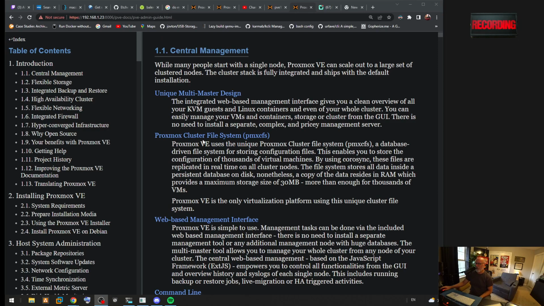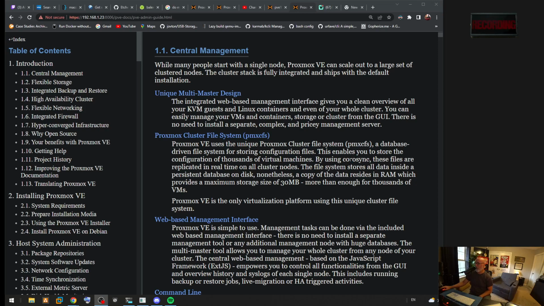New subsection of central management is Proxmox Cluster File System, PMX CFS. Proxmox VE uses the unique Proxmox Cluster File System, a database-driven file system for storing configuration files. Sounds a lot like etcd and Kubernetes. This enables you to store the configuration of thousands of virtual machines. By using CoroSync, these files are replicated in real time on all cluster nodes.